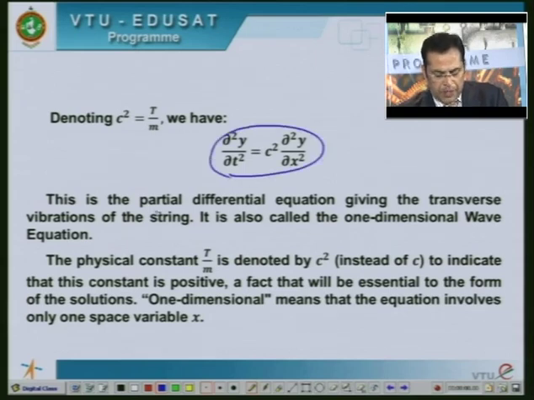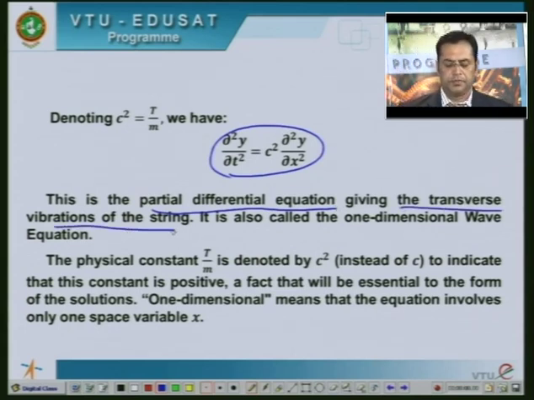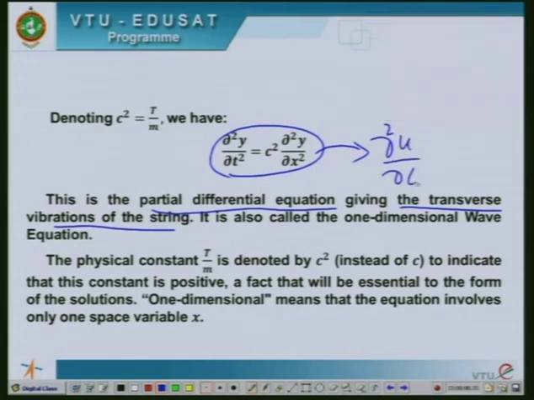This is the partial differential equation giving the transverse vibrations of a string. It is also called the one dimensional wave equation. Now, in some of the notations, the variable y is also written as u, so that equivalently you can write dou square u by dou t square equal to c square into dou square u by dou x square.